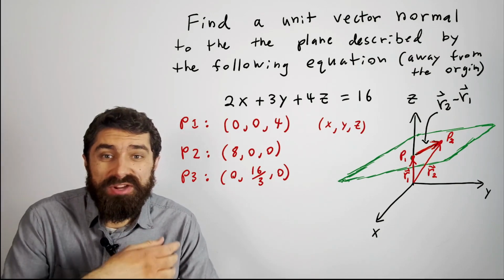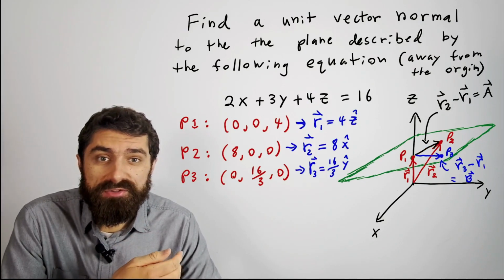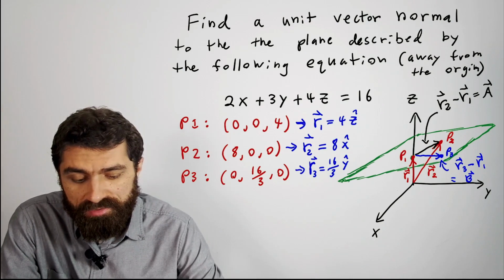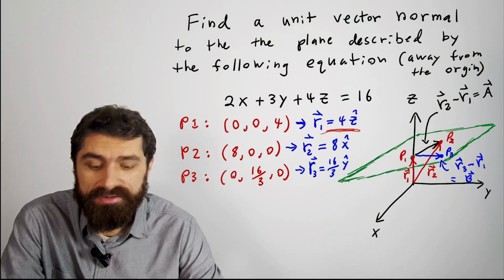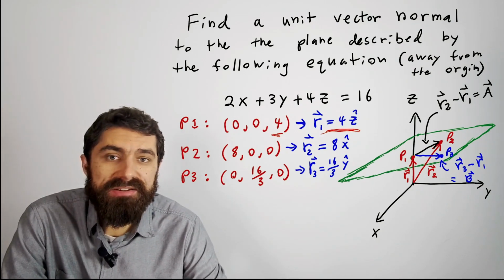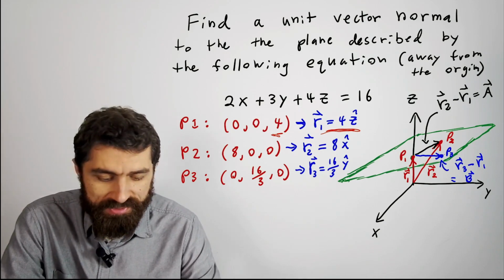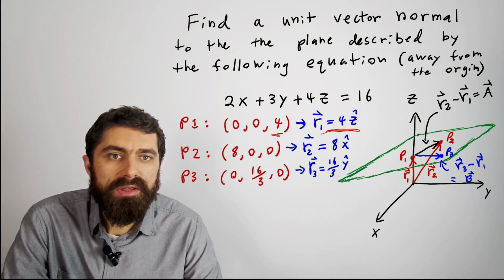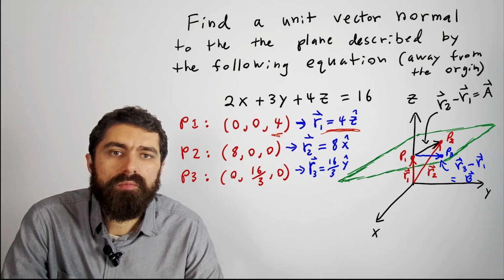We can then express the points in terms of position vectors. So here we can say r1 is just equal to 4 z hat. So the 4 here. r2 is 8 x hat. And r3, if we also include a third point here, and you can see that I've sketched that out in blue, r3 is 16/3 y hat.